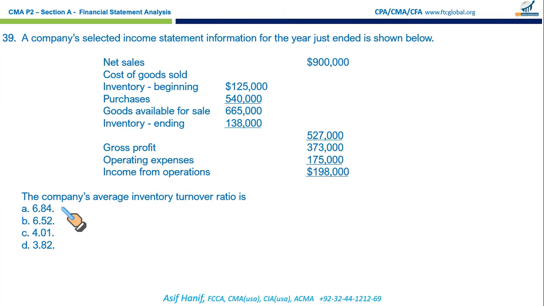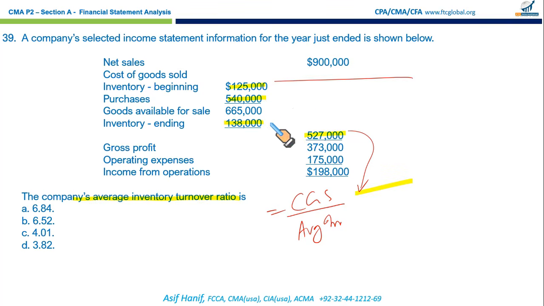I keep on saying, and I'll keep on saying, look at what is required. It will save you a lot of time. Inventory turnover. Simply, I need CGS over average inventory number. That's all. I just need CGS right here, which is given as opening stock plus purchases minus closing stock. That's the number I need here. And I need average stock. Do I have it? Yes.